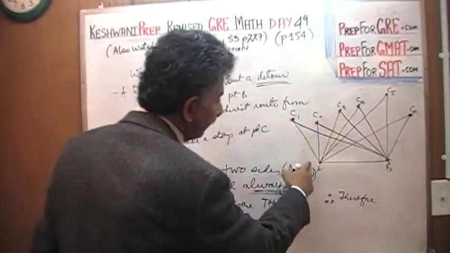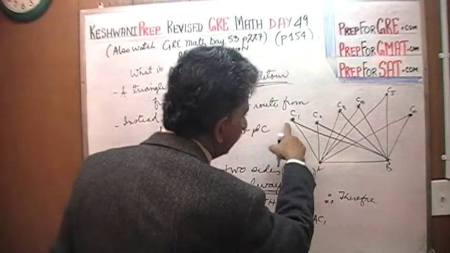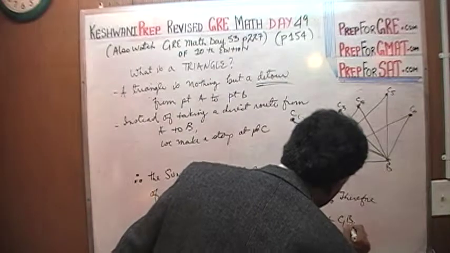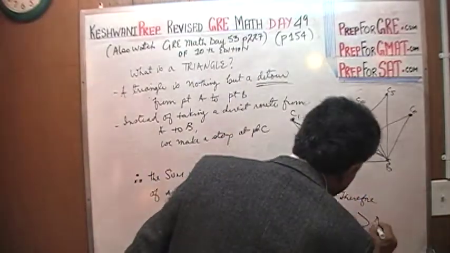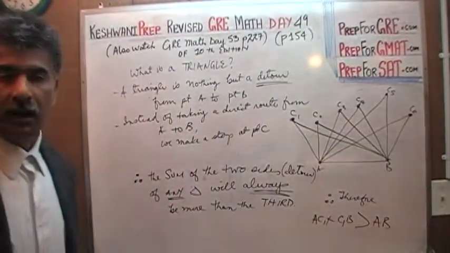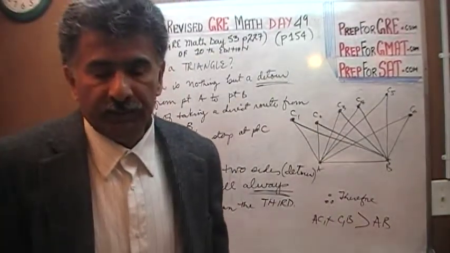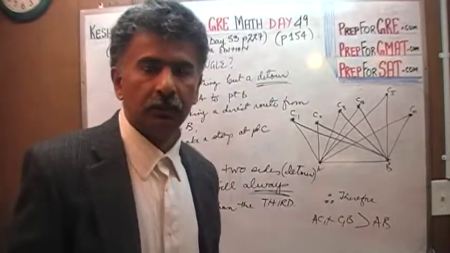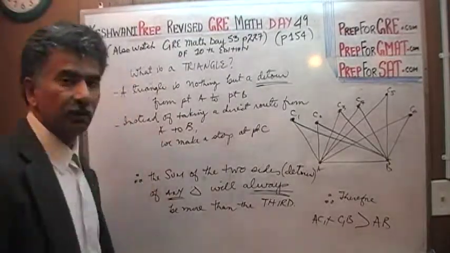A to C1 plus C1 to B, this sum will always be greater than the direct route from A to B. Why? Because it's a detour, that's why it's called a detour. A detour by definition is something that's longer than the most direct route. And that is always true about any triangle. Any triangle, doesn't have to be any particular triangle.